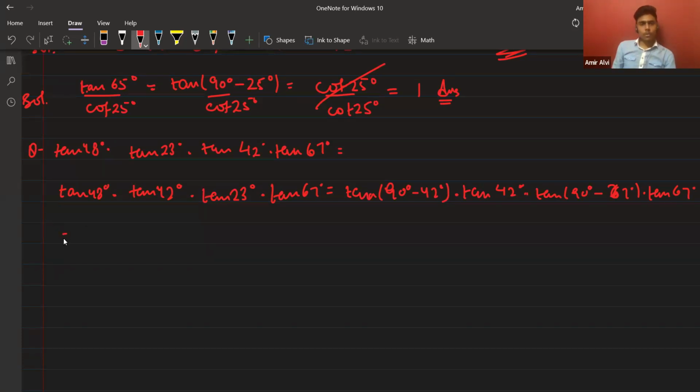Now, what will you do? Tan 90 minus theta, what will be the value? Cot 42 degree dot tan 42 degree dot cot 67 dot tan 67. Now, cot 42 can be written as 1 by tan 42, yes or no? Yes, sir. Cot 67 can be written as 1 by tan 67. Yes, sir. Adil, are you getting my point? Yes or no? Yes, sir.